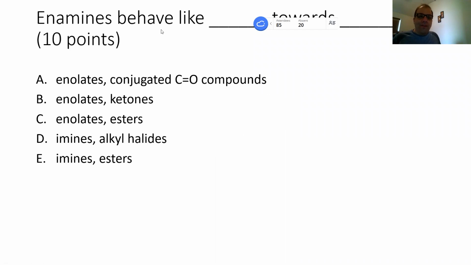Good. So question 1 is a chapter 23 type of thing. Let me get these out of the way so you can read it. It basically says, and I'll start it in a moment, enamines behave like blank towards blank. So your goal is to fill in those 2 blanks. And we'll go for about 2 minutes. But I think one of those is the best way to finish the sentence.